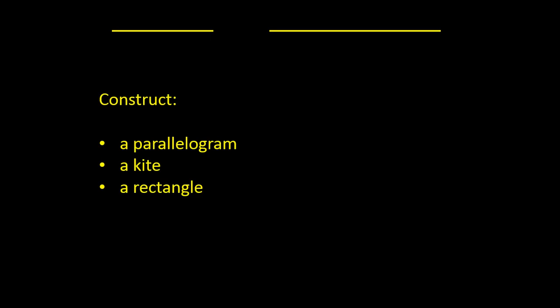So here's a bit of a challenge for you. I'm not going to show you how to do these constructions, but you actually have all of the necessary knowledge to do these constructions. See if you know how to construct a parallelogram, a kite, and a rectangle. What you need to think about before you try the constructions is what makes each of these shapes what they are. What makes a parallelogram a parallelogram? What are the important properties that you can use in your construction?